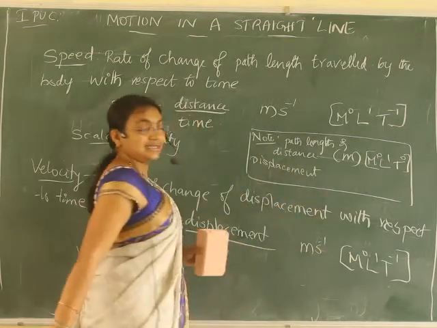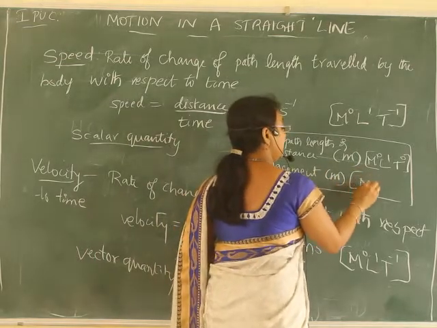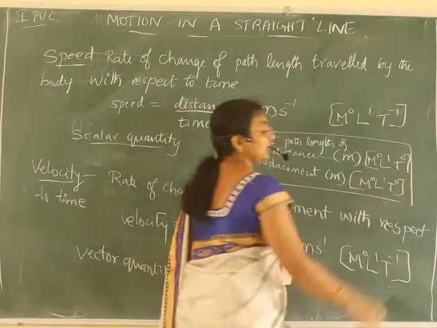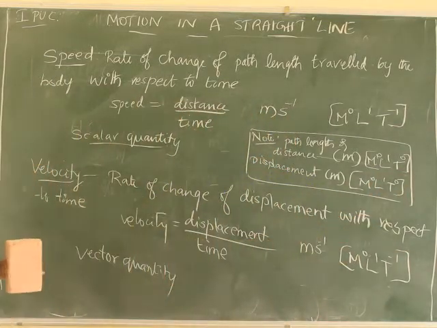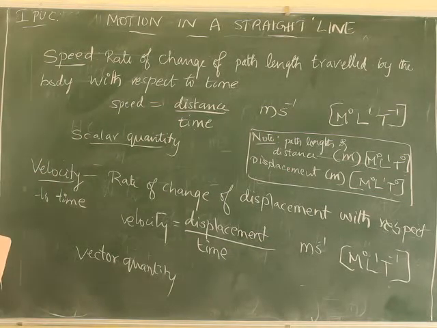What is the unit? Again, the unit of displacement is meter. And the dimensional formula is M to the power 0, L to the power 1, T to the power 0. This was left out to explain, so please make a note of it. Please write this point in your notes.